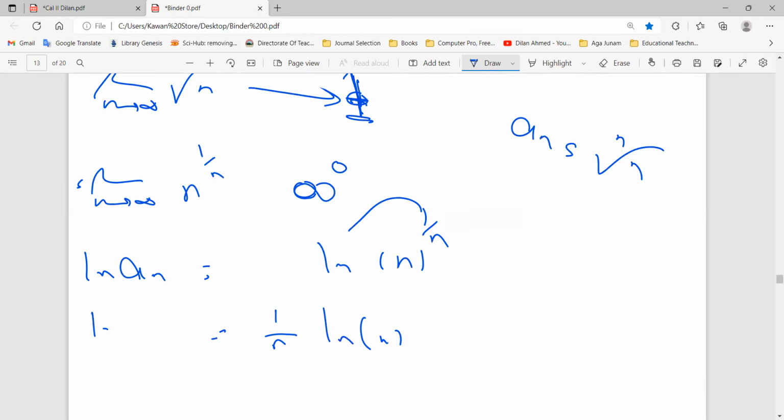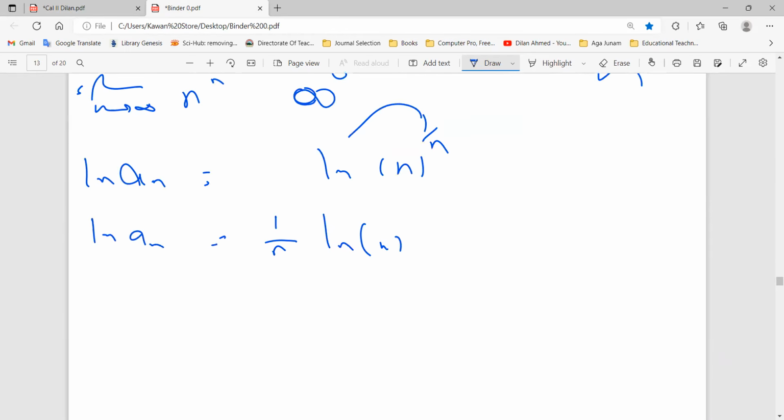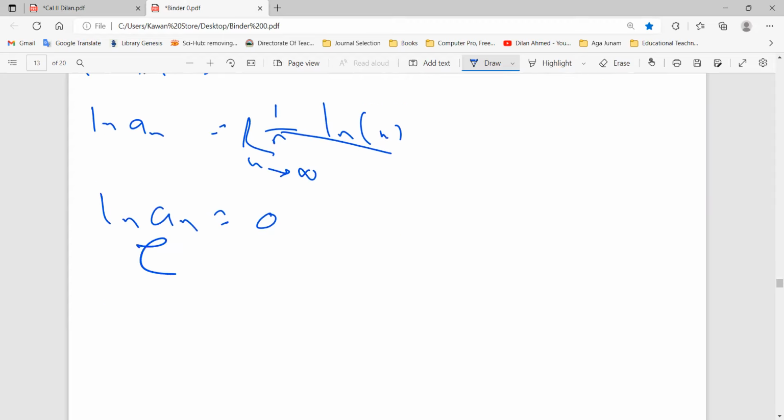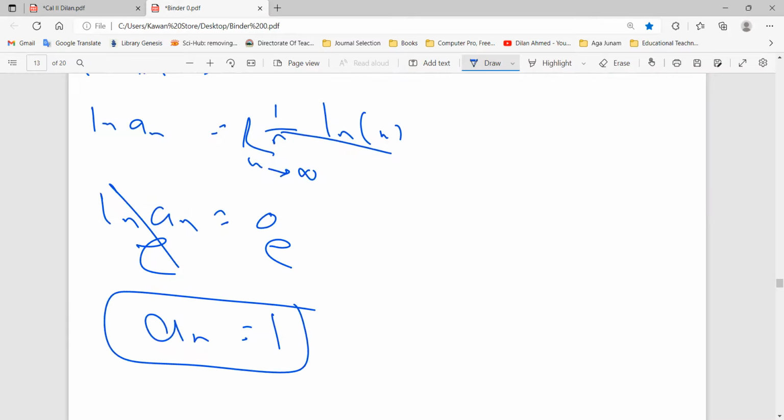And we solved that one in the first part. We said ln of n over n equal to what? When n approaches infinity, we will get 0. So ln of an equals 0. Take e for both sides. That one will be an, that one will be 1. e to the power 0 is 1. So the nth root of n approaches what? To 1. You got it, dears? This is the second and this is the first.